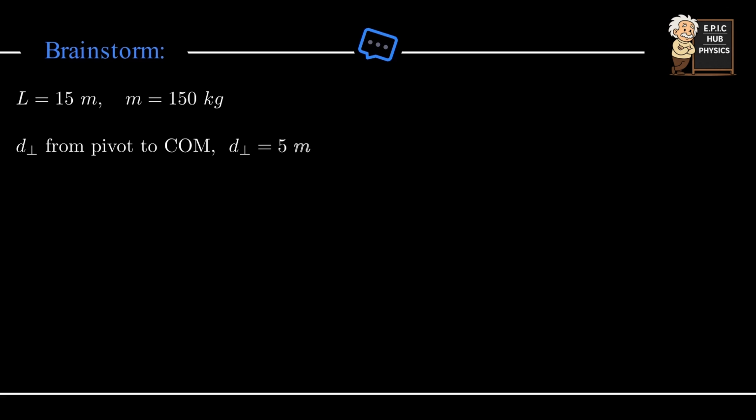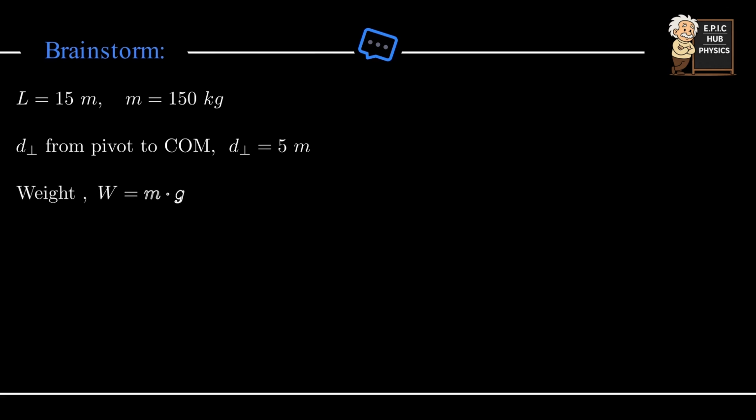We get into the main solution now. First, identify the quantities given. The beam has a length of 15 meters and a mass of 150 kilograms. The center of mass of the beam is located 5 meters from the pivot. This distance is the perpendicular distance between the pivot and the line of action of the weight.